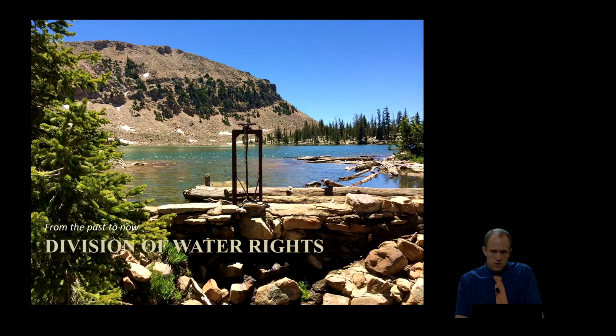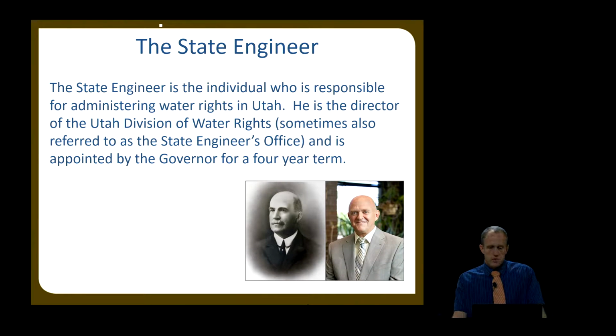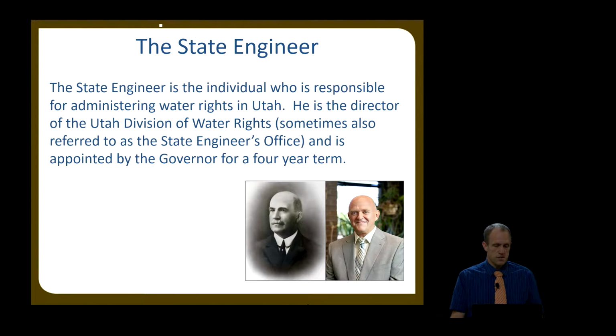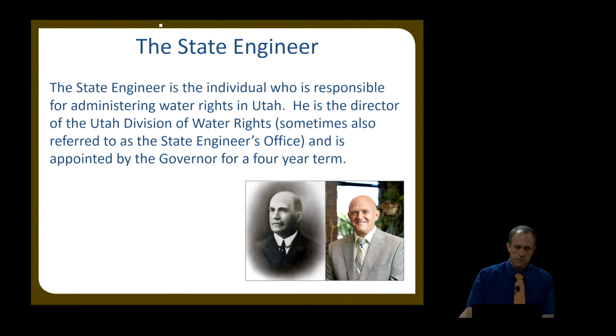Let's talk a little bit about the history of the division of water rights. Willard Young was the first state engineer. He's the individual on the left there. His initial duties were to aid in planning, design, and construction of water storage and conveyance facilities. The job of the state engineer has changed over the years, and it's now, as I'll read there, the individual who's responsible for administering water rights in Utah. He's also the director of the Utah Division of Water Rights, sometimes also referred to as the state engineer's office, and is appointed by the governor for a 4-year term.